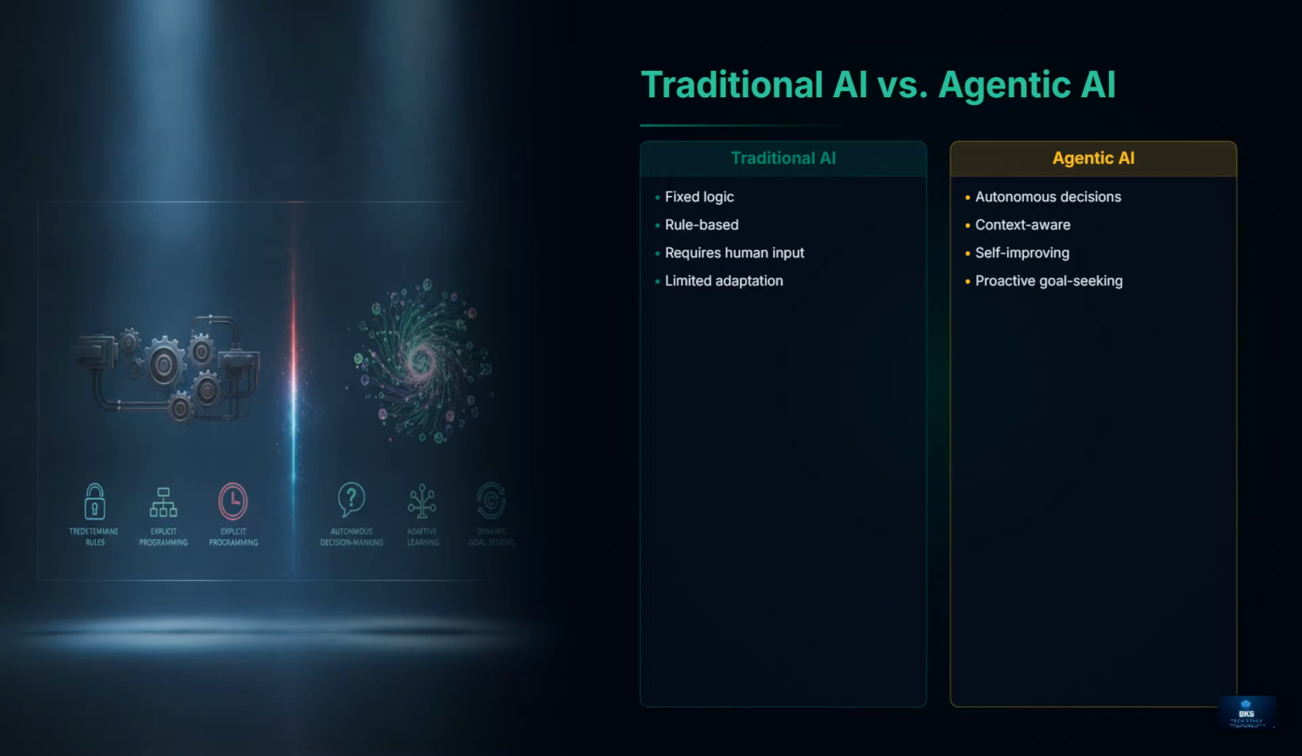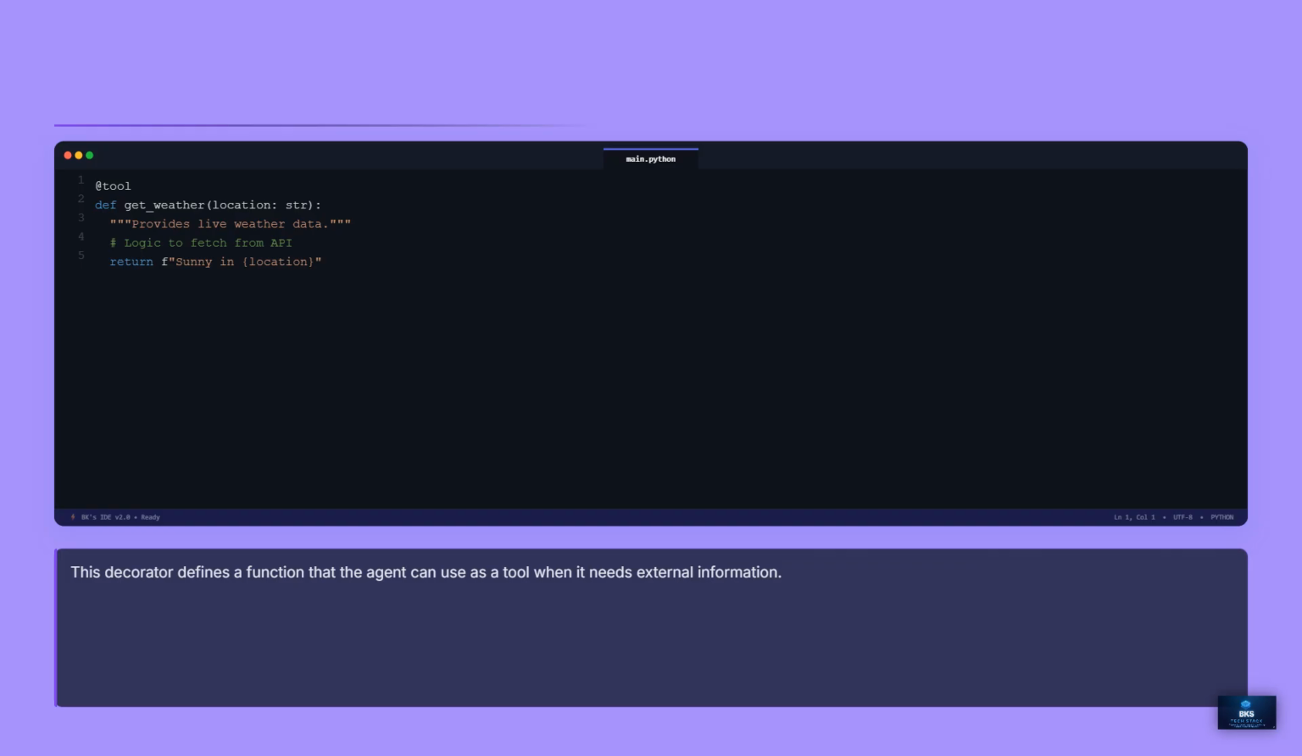It is crucial to understand the difference between traditional and agentic AI. Traditional systems are rigid, following fixed rules and needing human intervention. Agentic AI, however, is dynamic. It adapts to the environment and manages its own goals, which represents a fundamental shift in how we build intelligent software.